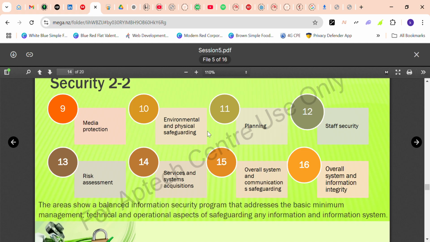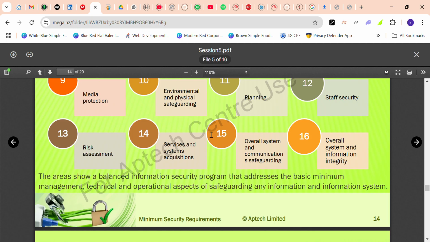I also have planning and security staff security also. Those that are working with you must also be protected. And they also have risk assessment, assessing the risk that is associated with the information system. And then number 14, service and system acquisition. And then we also have overall system and communication safeguarding. And then overall system and information integrity. I know that you all know the meaning of integrity also.